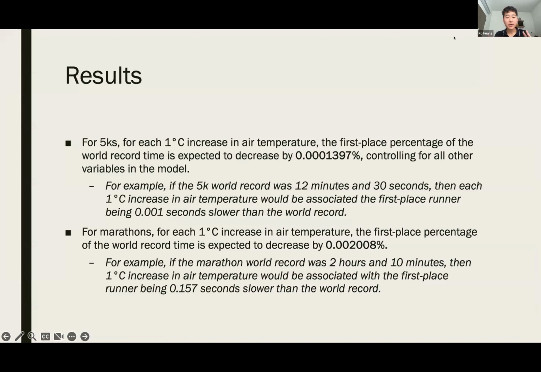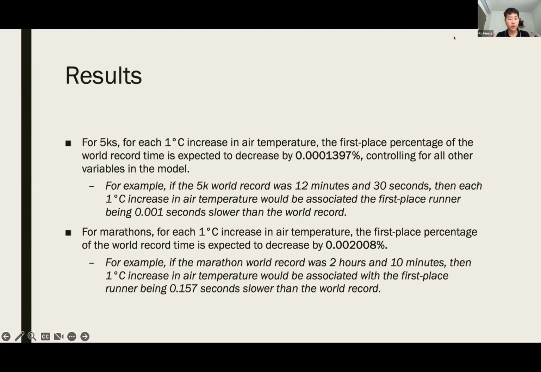I found that for a 5K, each 1 Celsius increase in air temperature, the first place percentage of the world record is expected to decrease by 0.001397%, controlling for all other variables. We can pull back and think about this a little bit. For a marginal increase in air temperature, my performance as a runner is going to differ from the world's records by 0.00139% slower. So I'm going to become slower with each air temperature increase.